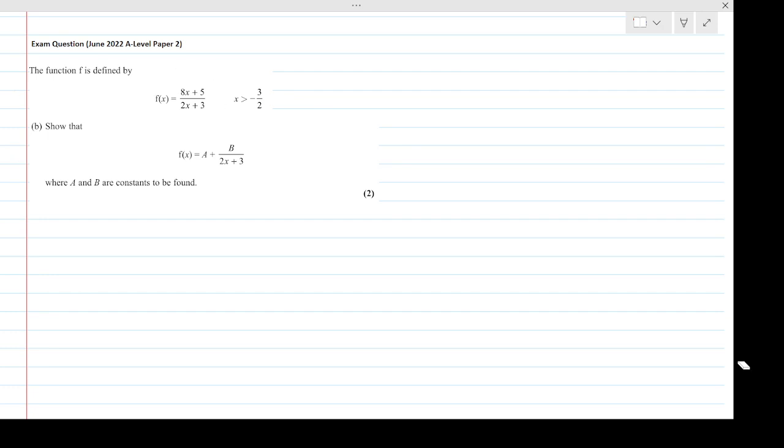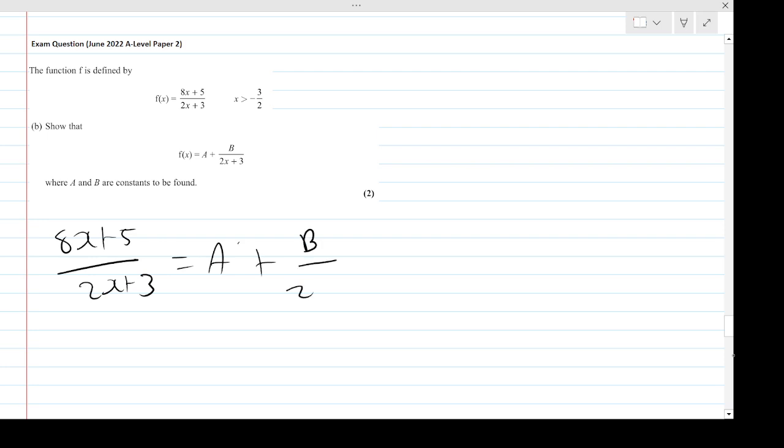And we need to show that f of x can be written as this. So effectively, this is saying (8x + 5) over (2x + 3), which is f of x, can also be written in this form, a plus b over (2x + 3). Now, I can't simplify this fraction in the obvious way by trying to think of factors to cancel out, because it doesn't factorize. So what else can I do?